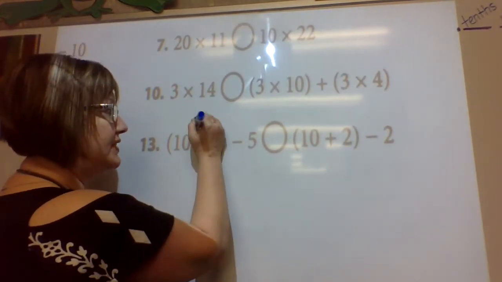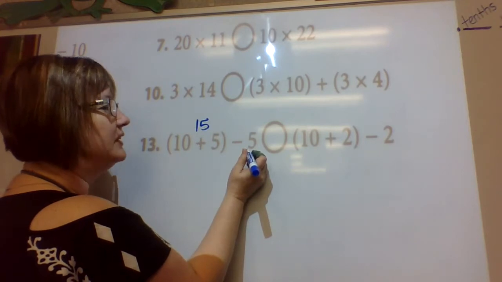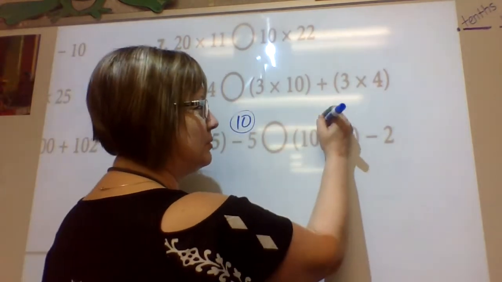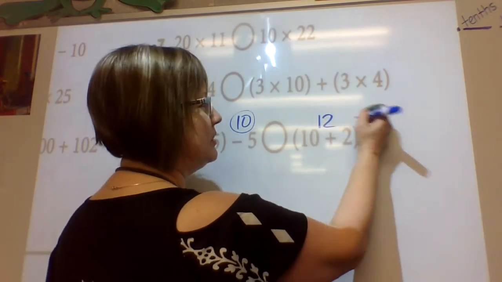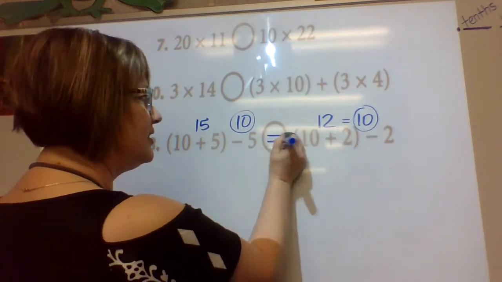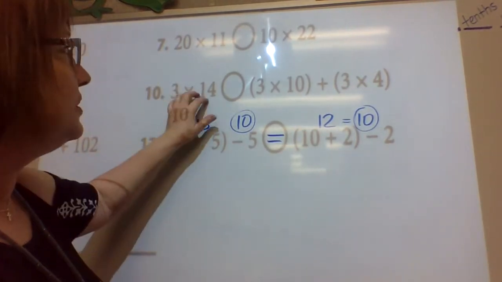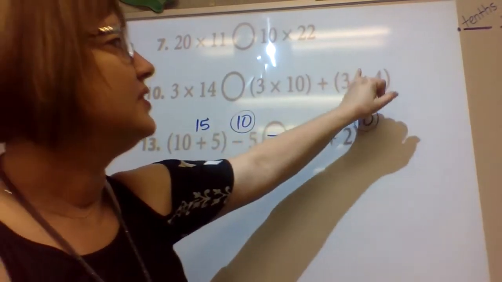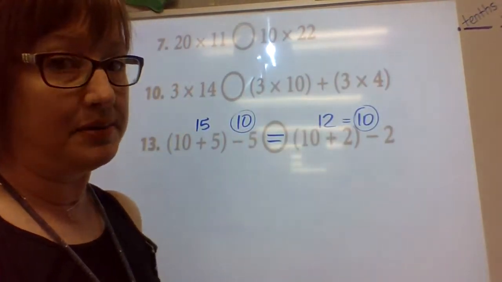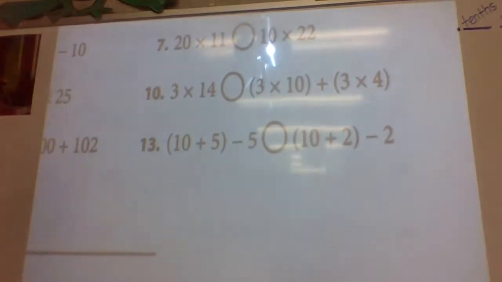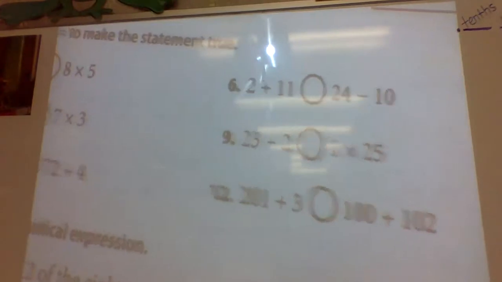10 plus 5 is 15, and then subtract 5, which equals 10 total. Okay? 10 plus 2 is 12, then subtract 2, which equals 10. Okay? So we have 10 on this side, 10 on this side, so these two are equal. Okay, so when you do this one up here, make sure you do this parentheses, get the answer, this parentheses, get the answer, then you add them together. Okay, if you go straight across, it might not work the same. All right, now go down to 14, 15, 16, 17.